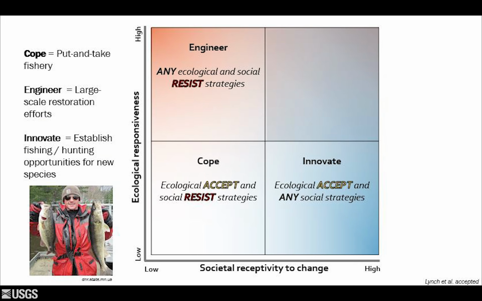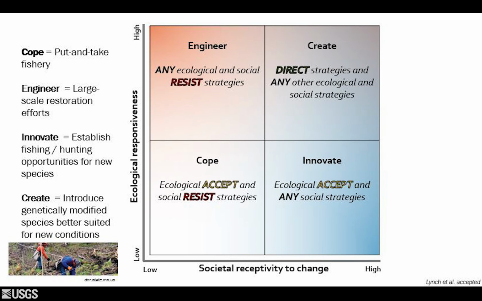The third quadrant is when societal receptivity to change is quite high, but the ecological systems themselves are not very responsive to intervention. And so in this quadrant, managers can really innovate for a new management frontier where they can accept that these ecological changes are happening, and then they can apply a whole host of different social strategies. So something like this could be looking to foster new fishing or hunting opportunities for species that are newly established to a region and more suitable for that habitat at this point.